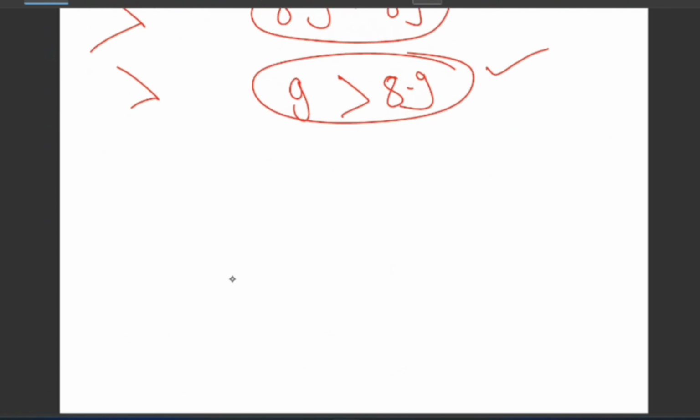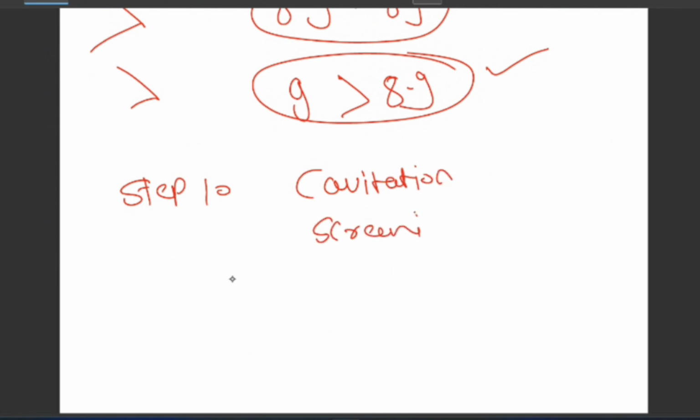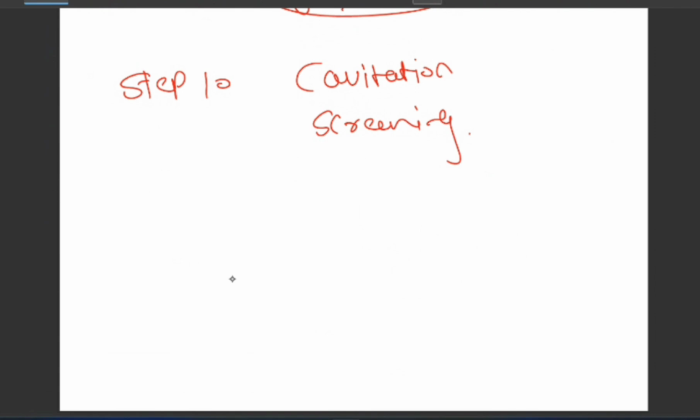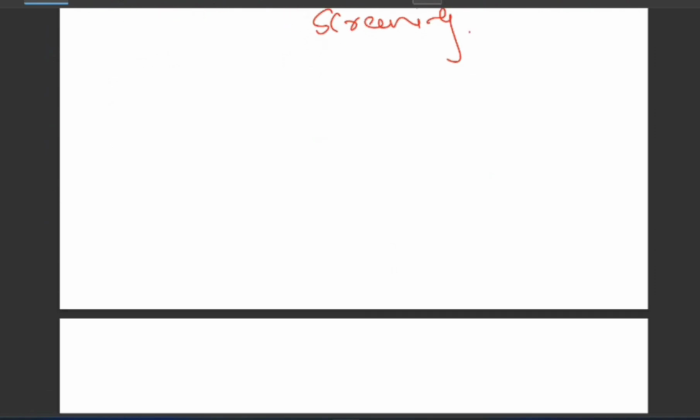Step 10, cavitation. Now what is cavitation? Cavitation is the formation of air bubbles. Cavitation occurs in pumps, and cavitation occurs in control valves. Cavitation is the formation of bubbles, or you can say it is reaching the vapor pressure of the liquid. If it is near the liquid vapor pressure, cavitation can happen over there.